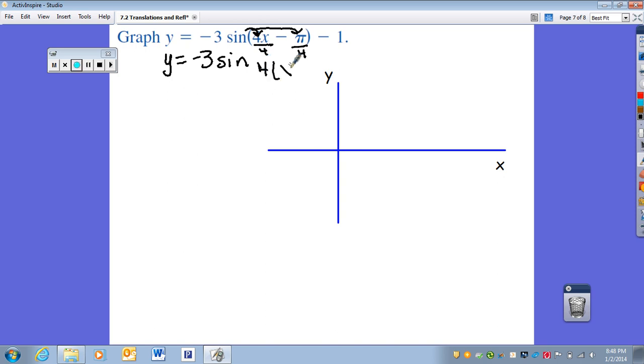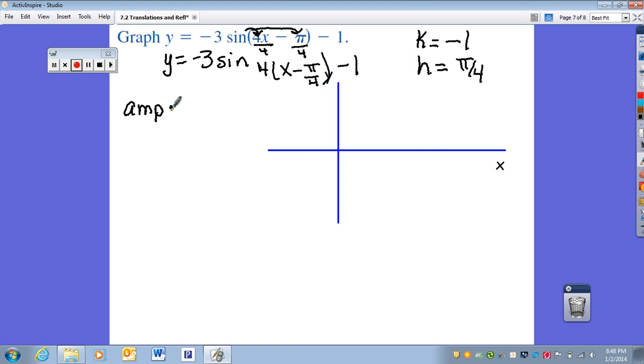And then it'll be x minus pi over 4, and then minus 1. So what we want to take a look at then is our k value is equal to negative 1. That means we are going to shift our graph eventually 1 unit down. Then our h value affects our horizontal shift, and it's x minus h, so our horizontal shift is going to be pi over 4.